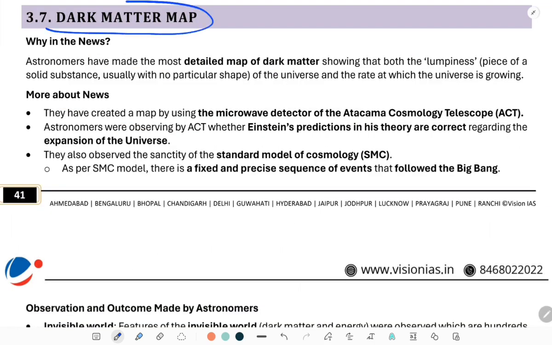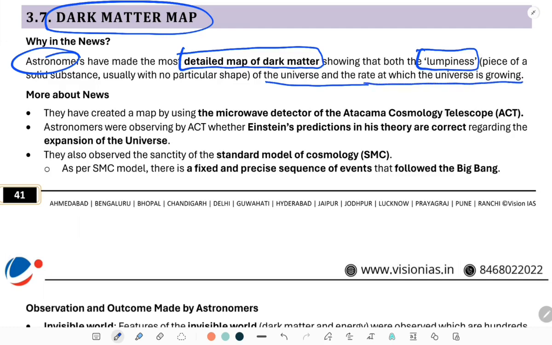Next, we'll see the topic of the dark matter map. Recently, astronomers have made the most detailed map of the dark matter, showing both the lumpiness of the universe and the rate at which the universe is growing. They have created the map by using the microwave detector of the Atacama Cosmology Telescope, ACT.